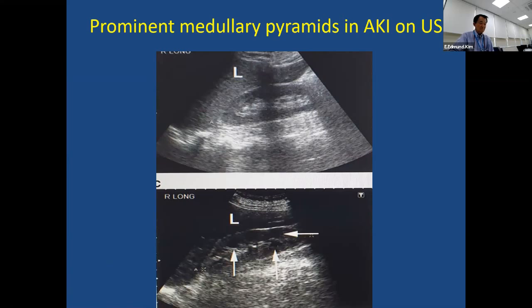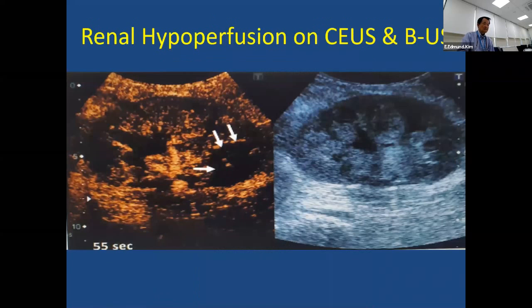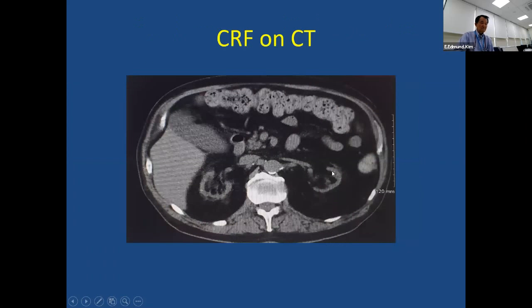So prominent pyramids in acute renal damage, and certain hypoperfusion can be seen by ultrasound. And usually CT: the liver is here, and the kidney looks small with a thin cortex. So we can suspect chronic atrophic renal disease. And certainly very thin cortex and some dilated renal calyces, so chronic atrophic renal disease.